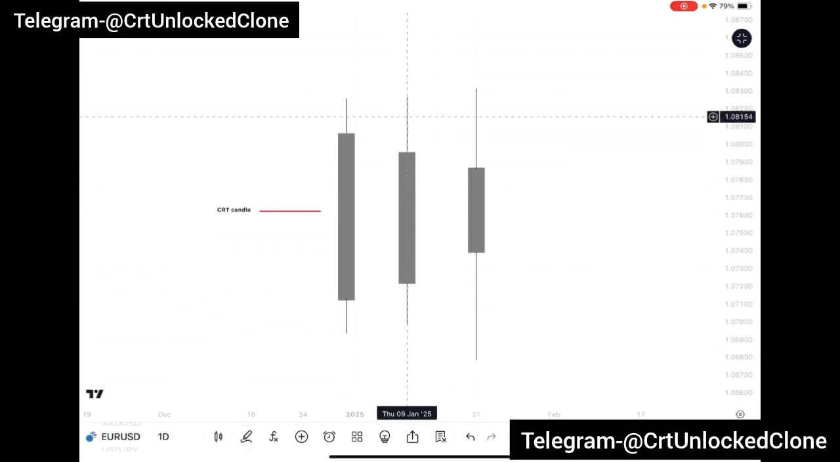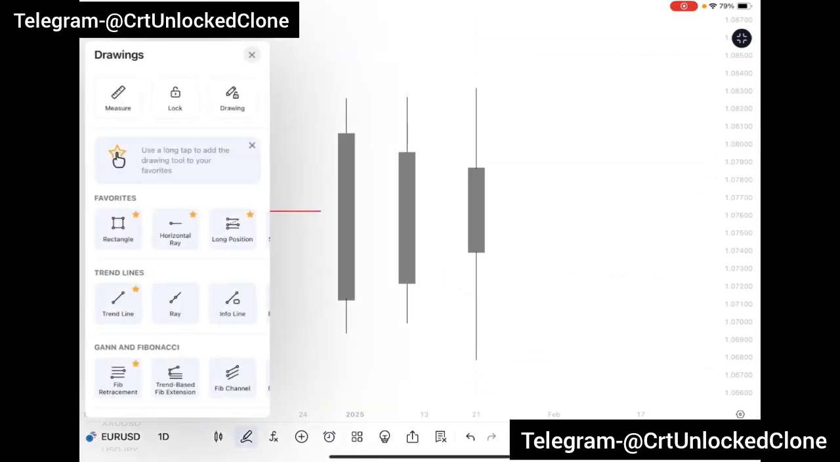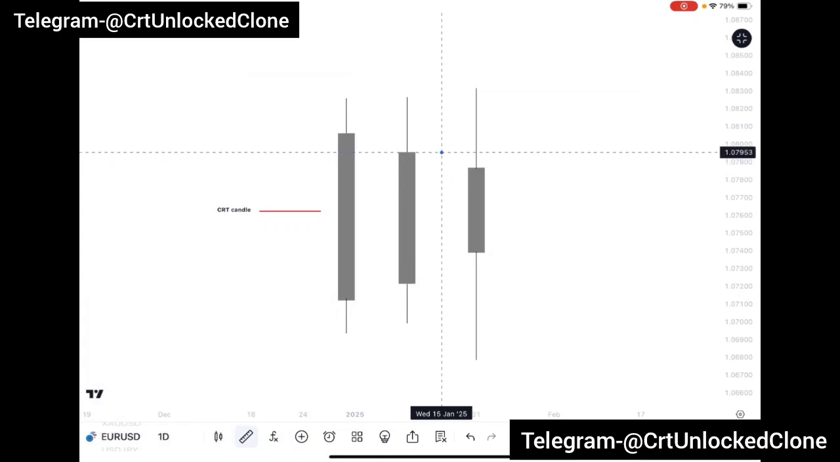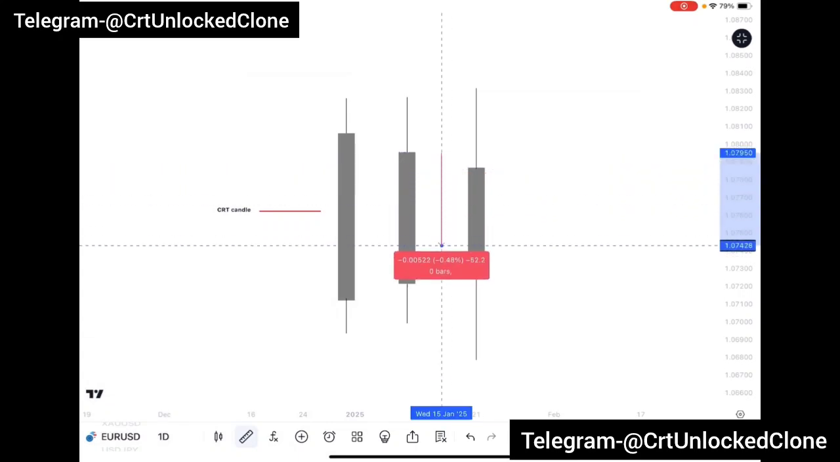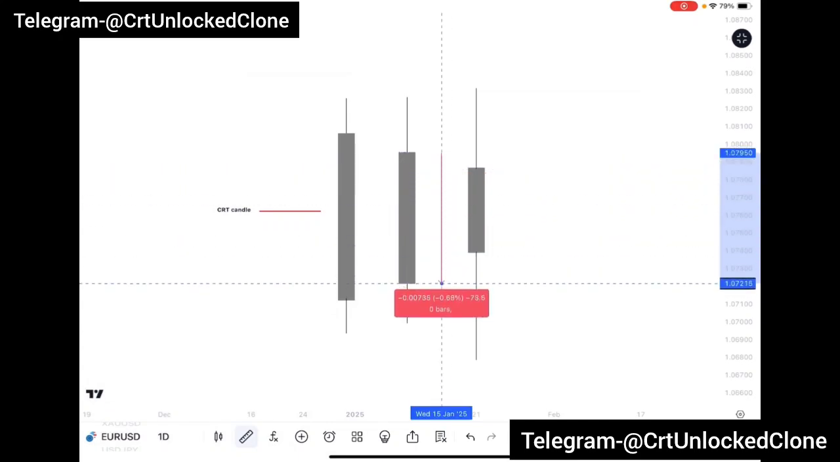So the length of the wick present in this particular candle was 0.49. Now keep it aside, and now measure the length of the body. The length of the body of this particular candle is 0.68. So now which is greater? The body of this candle is greater than the wick, because the length of the wick is 0.49 and the length of the body is 0.68. So this is a clean CRT candle.